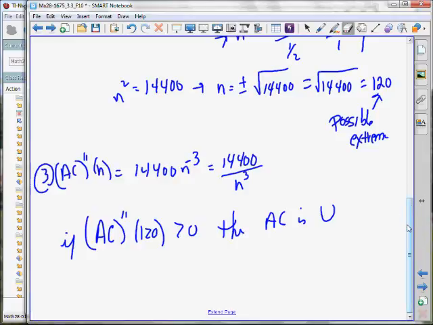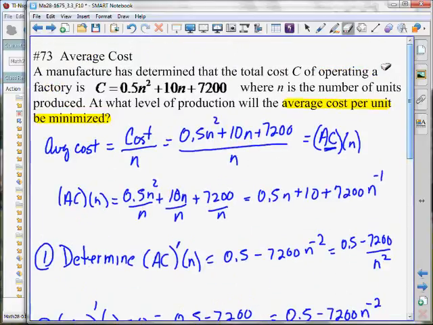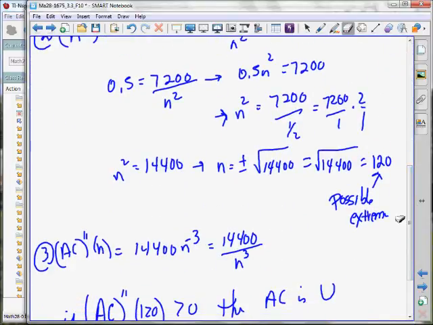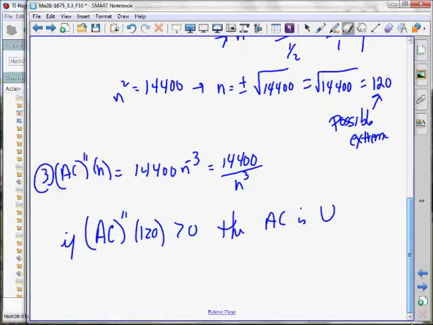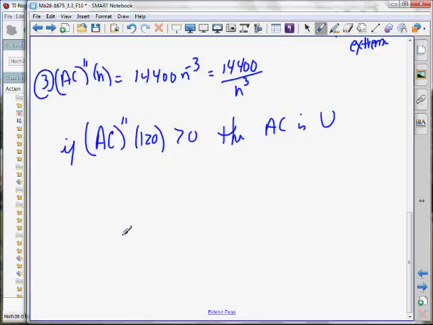So what are we trying to find? At what production level will the average cost be minimized? So this is an extrema. We found that it is a minimum. Now, I hesitate to say absolute. I mean, I'm sure it is, but don't paint yourself into a corner with that. I'm happy to just say minimum. But if it's always concave up, I think we can agree that it is going to be an absolute.